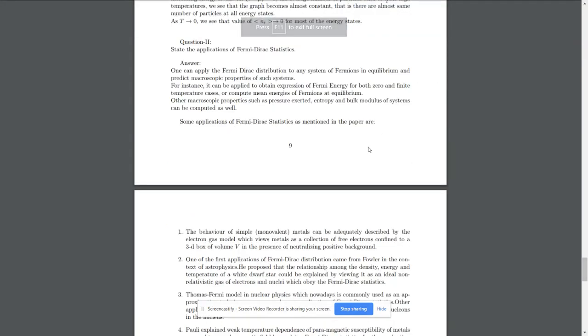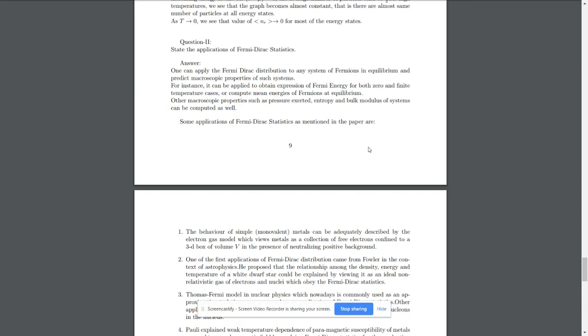So the second question is that we have to state the applications of Fermi-Dirac statistics. One can apply the Fermi-Dirac distribution to any system of fermions in equilibrium and predict the macroscopic properties of the system. Some applications of Fermi-Dirac statistics are modeling metals as a gas of electrons. We can model metals as a cloud of negatively charged electrons in a positively charged background. Since electrons are fermions, it's a natural setting for us to use Fermi-Dirac statistics to get information about the system.